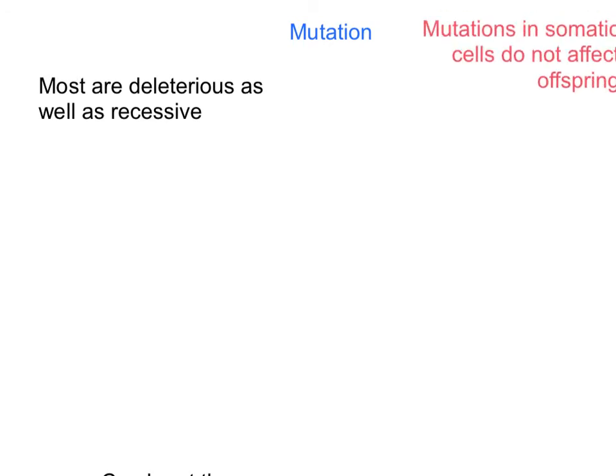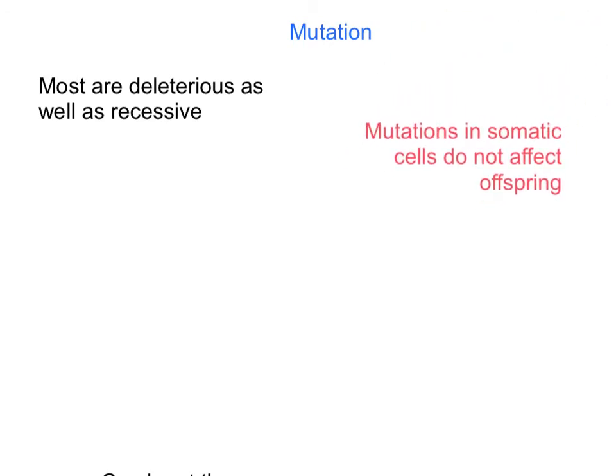Remember, mutations in somatic cells, so remember those are the regular body cells, these do not affect offspring. For a mutation to have an impact on the offspring, it must be in the gametes. Remember, the gametes are the sperm and the egg cells. If that mutation didn't occur in the sperm or the egg cell, it will not be passed on to the future generation. For instance, if I get skin cancer right now, that does not mean that my two daughters are going to get skin cancer. That was in a somatic cell. It was not in the egg cells that I passed on to them.